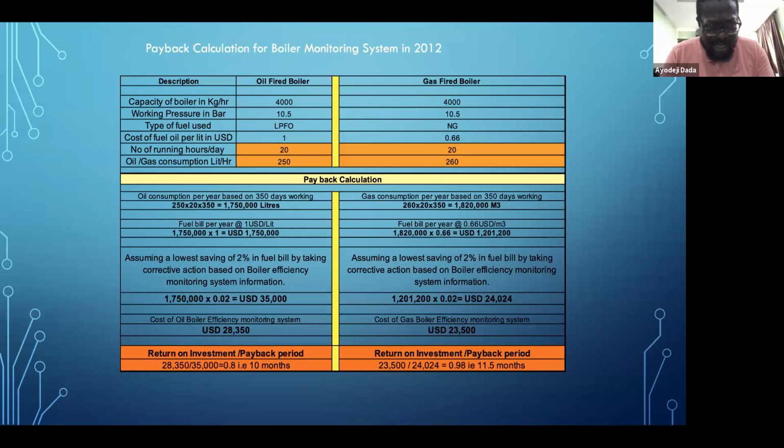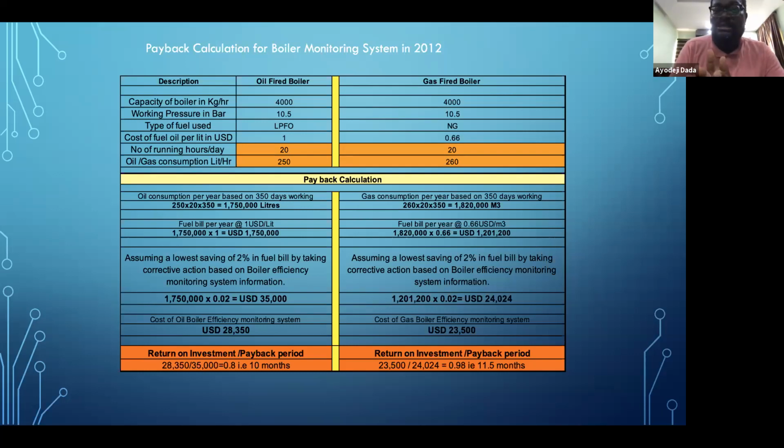And what we can see here is the oil consumption per year is 1.7 for LPFO and 1.8 meter cube for gas. And then the cost saving by implementing, with just a 2% saving, by taking corrective action on boiler efficiency based on the monitoring system information, by checking your stack temperature, by checking your steam temperature, by looking at the boiler efficiency on the monitoring system, by taking informed decisions. The payback on this monitoring system is less than a year as at 2012. I don't know the cost now. That's why I decided to use something that is specific to that particular year.